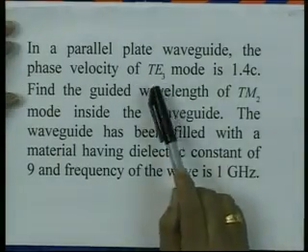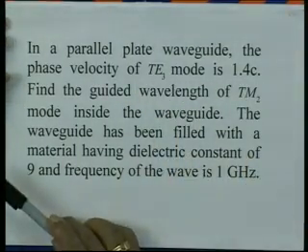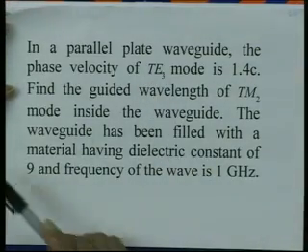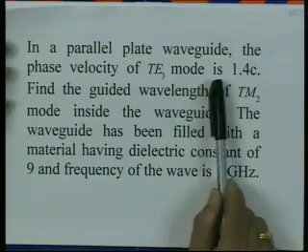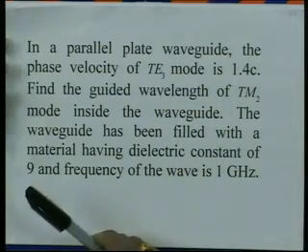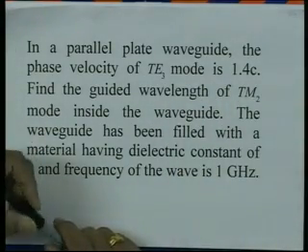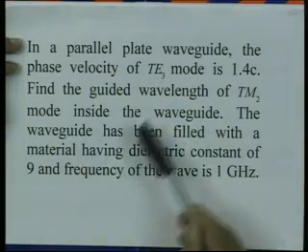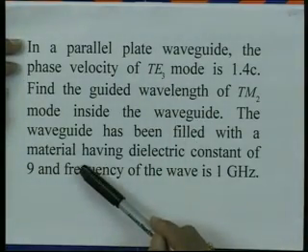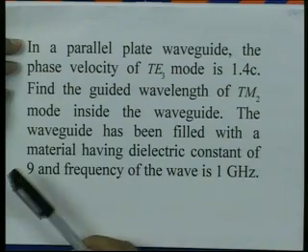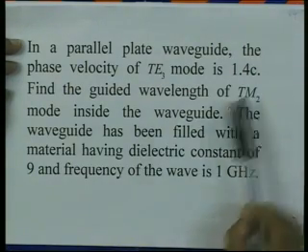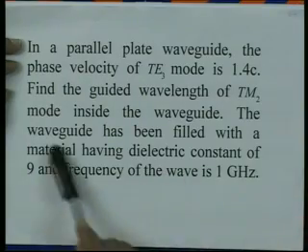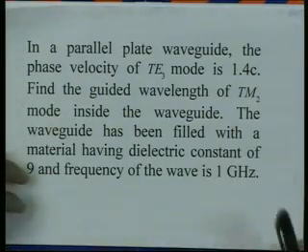In this case we are given the velocity of TE3 mode, and as we know the velocity is related to the size of the waveguide. We can find out from this information what is the size of the waveguide, and once we know the size of the waveguide, then we can find out the phase velocity for any other mode, in this case for TM2 mode. Once we know the phase velocity and the frequency, then we can find out the guided wavelength for this mode.